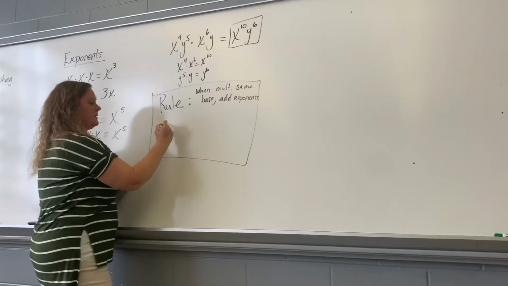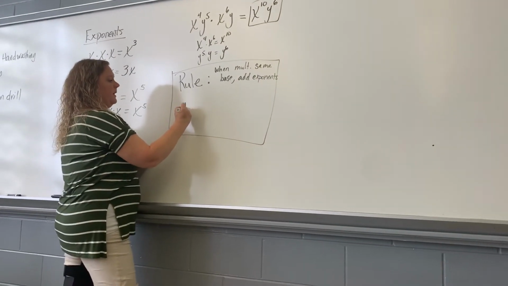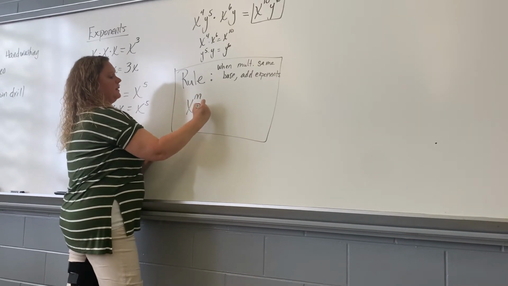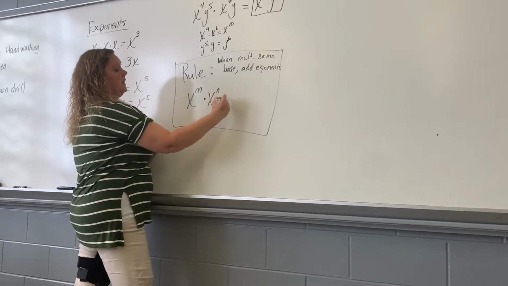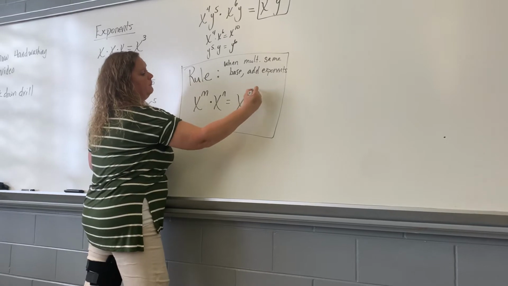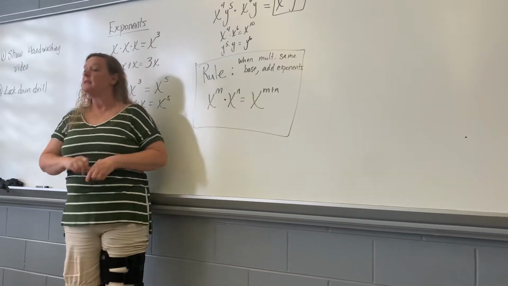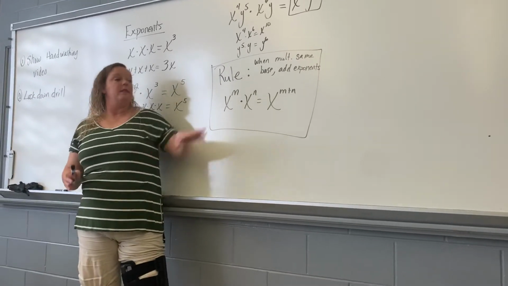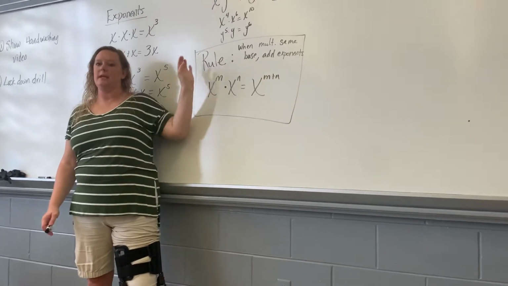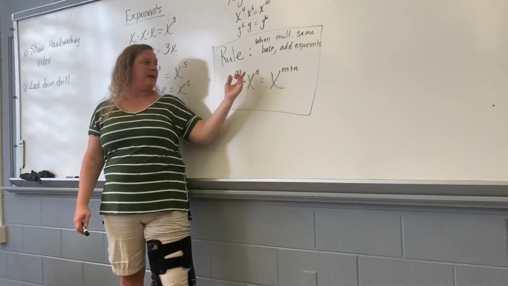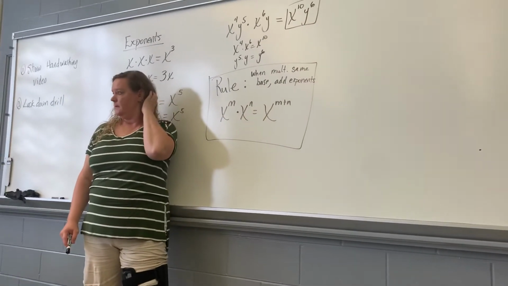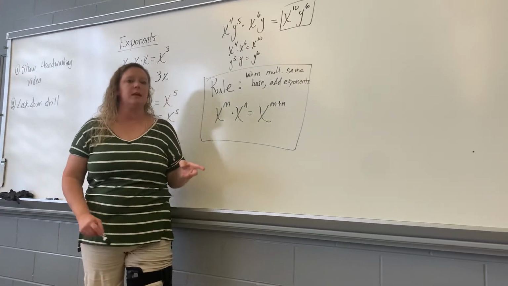So it looks like this. If I have x to the m times x to the n, the answer would be x to the m plus n. So that's what the rule looks like. If you open a math textbook, this is the rule that you're going to see, that you would add your exponents. All right? So let's look at another rule.